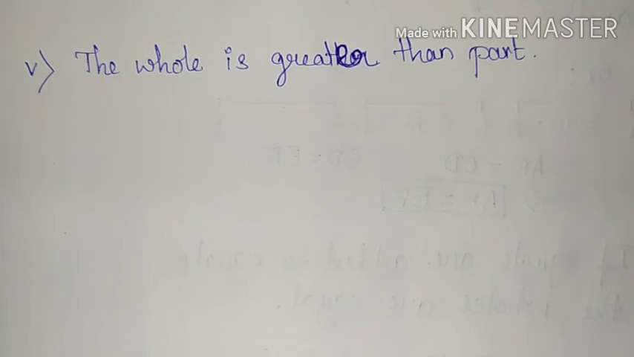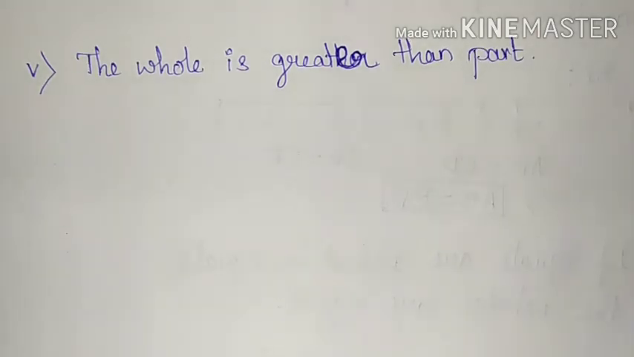The fifth axiom of Euclid is considered to be the universal truth. That means it is true wherever you go in this universe. Say for example, if you go to Jupiter, even this axiom is true if you are present on the planet Jupiter or Pluto or on some other star that is present in our universe. So the fifth axiom states that the whole is greater than the part. The whole is greater than the part.